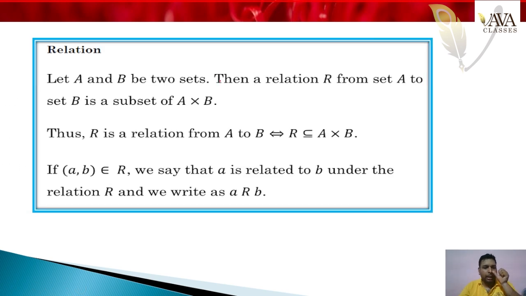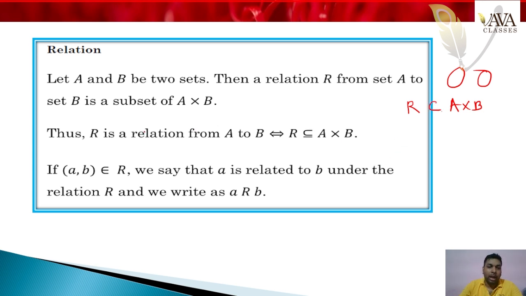Now, what is relation? This is Cartesian product. In previous case, we have discussed Cartesian product. Now, what is relation? Let A and B be two sets. Then a relation R from set A to set B is a subset of A into B, a subset of Cartesian product A into B. Suppose A is a set and B is a set. Then A into B is the Cartesian product of A and B. Any subset of A into B is a relation.